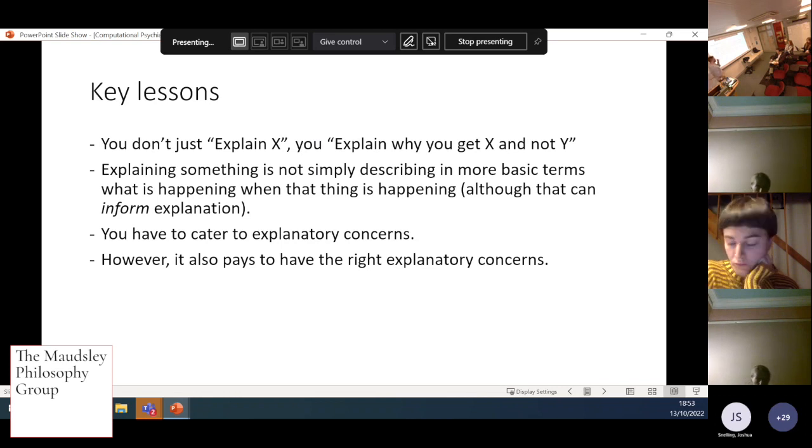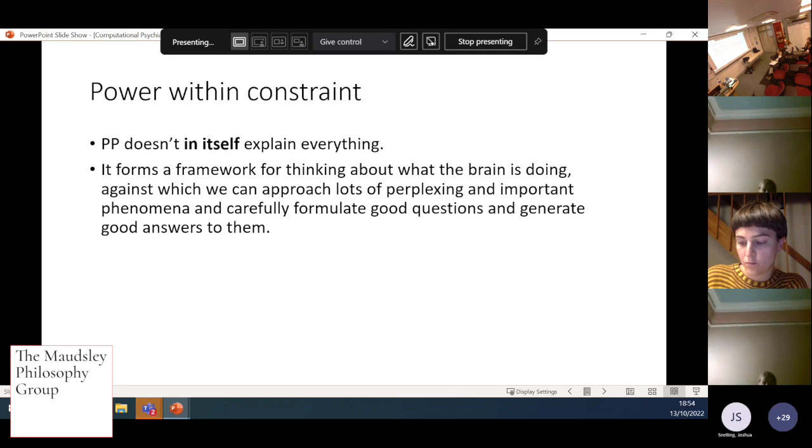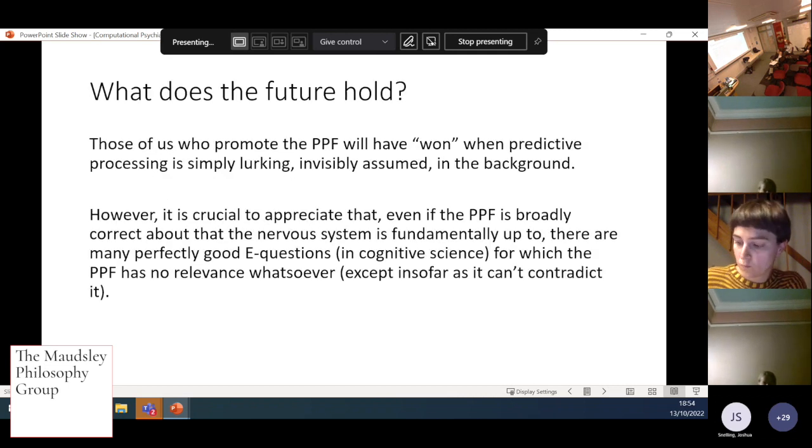But there aren't just norms in terms of catering to explanatory concerns. There are norms to do with having the right explanatory concerns. So what you've got with predictive processing is a lot of power, but a lot of constraint as well. Predictive processing doesn't in itself explain everything. It forms a framework for thinking about what the brain is doing, against which we can approach lots of perplexing and important phenomena and carefully formulate good questions and generate good answers.